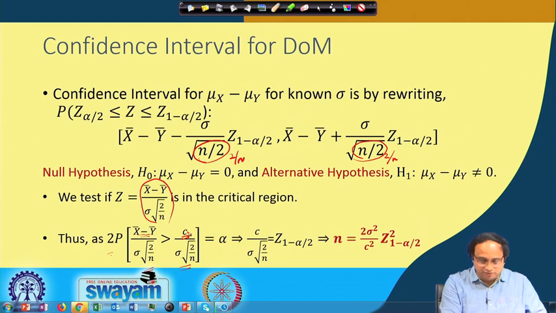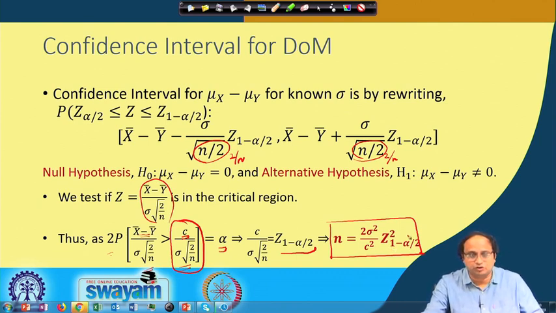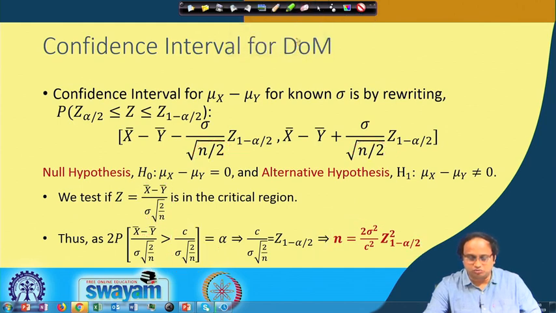So, if I set this as alpha, because this is essentially alpha in this case, then this parameter, c by sigma square root of 2 by n, is nothing but z 1 minus alpha by 2, as we have previously discussed. Therefore, the number of traces can be obtained by this formula: n is equal to 2 times sigma square by c square into z 1 minus alpha by 2 whole square.